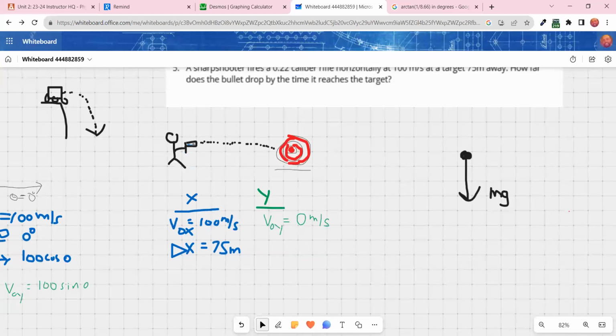What else do I know? What do I know about my Y? What's happening on my Y? Someone help me out. It's falling on my Y. And at what rate is it falling?